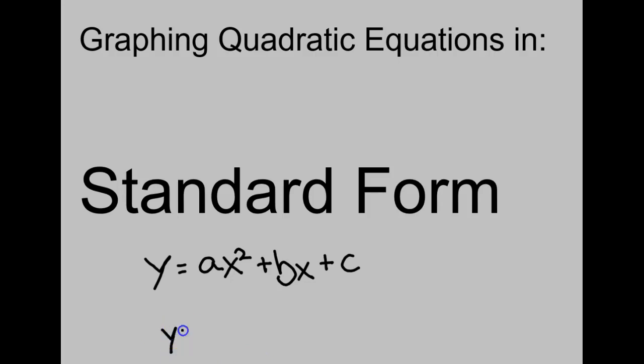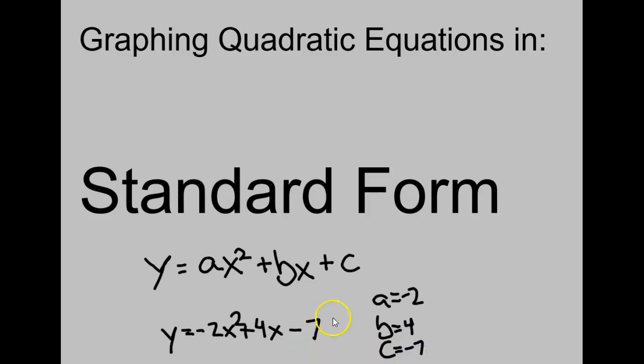So you could have an equation that looks like y equals negative 2x, sorry, this should be x squared, plus 4x minus 7. So in this case, your a would be negative 2, your b would be 4, and your c would be negative 7.